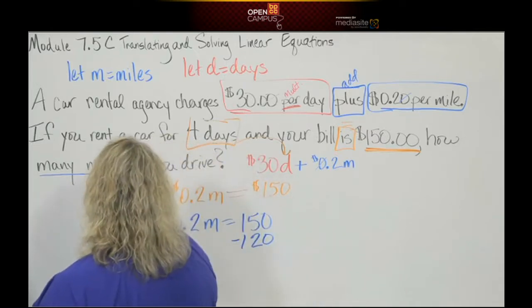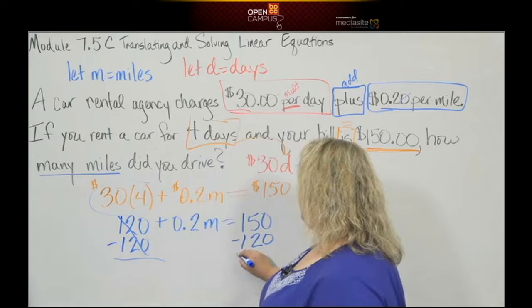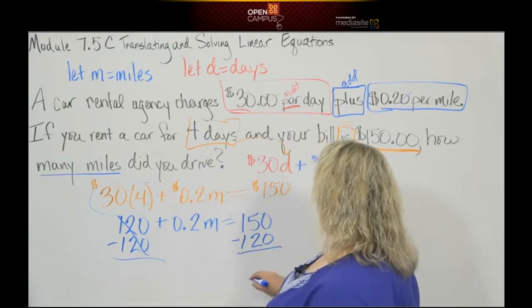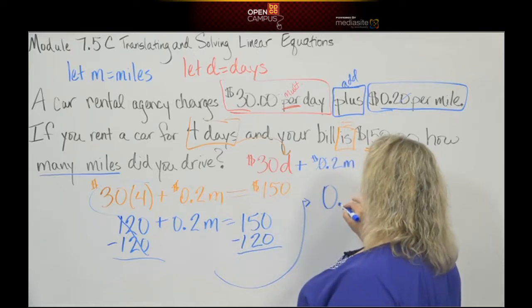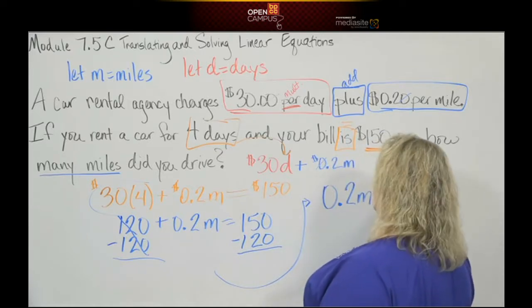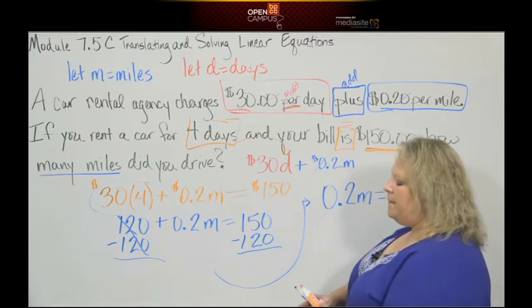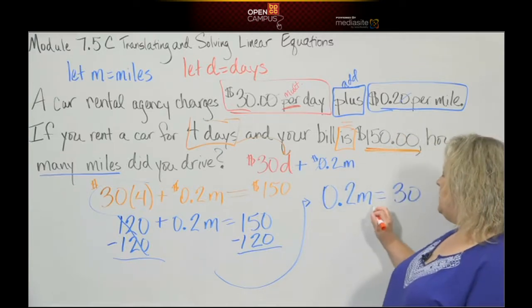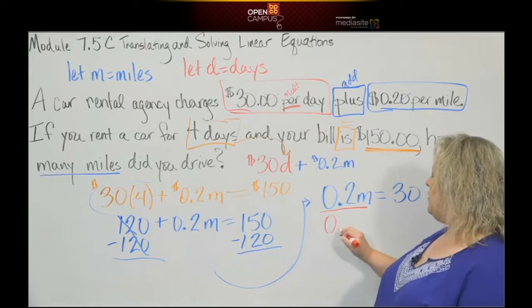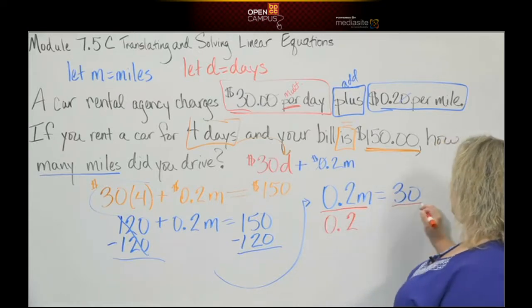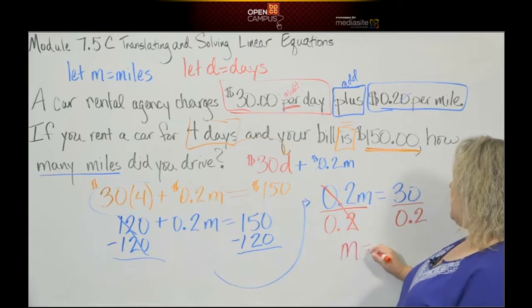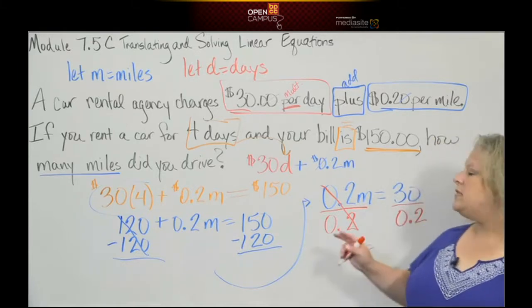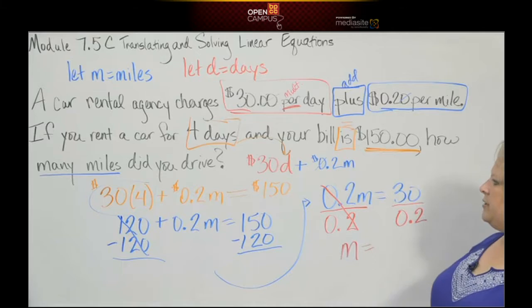120 minus 120 is equal to 0. I'm going to bring down, and that means I'm going to bring this over. So I'll have 0.2 times M is equal to 30. And then I'm going to do division. Because division is my last step, I'm going to divide by 0.2 on this side and 0.2 on this side. And over here I get 1M, because I want to know how many miles I traveled. On the other side, 30 divided by 0.2.